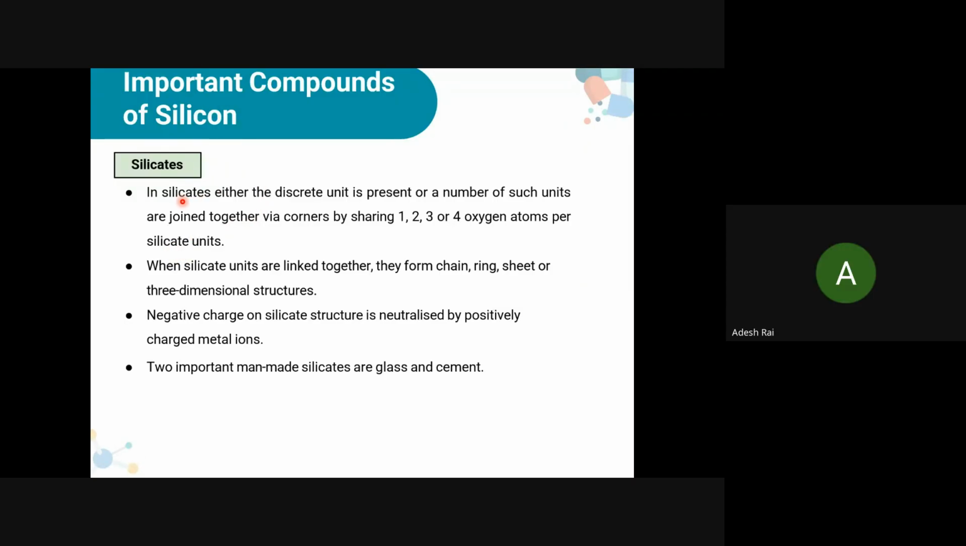So just now the first point that we studied was that in silicates, either the silicate has a discrete unit in which there is no sharing, the corners are not shared, or a number of such units are joined together via corners by sharing one, two, three, or four oxygen atoms per silicate unit. So the first one, the orthosilicate, is the discrete unit one, in which there is no sharing of corners. That was the orthosilicate. But when we move further, we'll see that silicates can be attached to each other via one, two, three, or four oxygen atoms. Is that clear? Moving on.